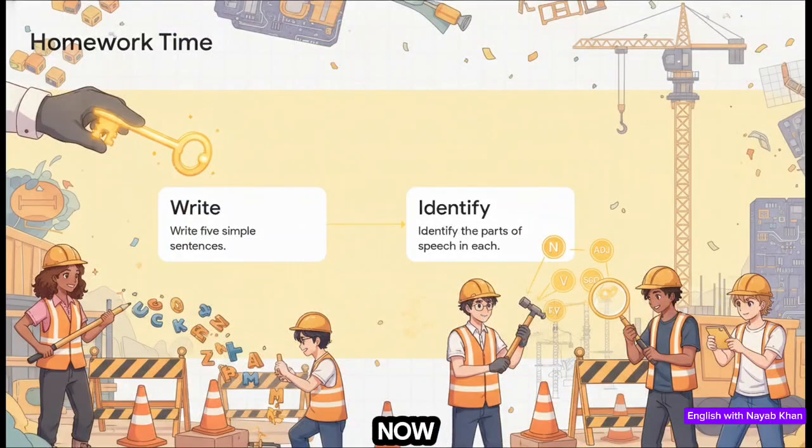Excellent work. Now, I am officially handing the keys to the construction site over to you. Here is your homework. Step 1, write 5 simple sentences of your own. Step 2, identify the parts of speech in each one, just like we did with the boy running to school. And hey, please don't worry if you make mistakes. A construction site is always a little messy at first. Practice is absolutely the key to cementing these concepts.